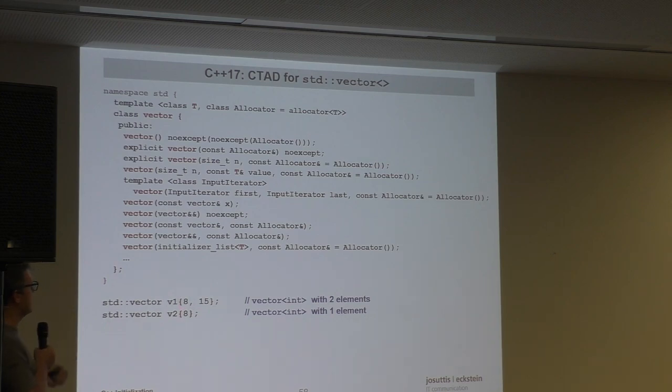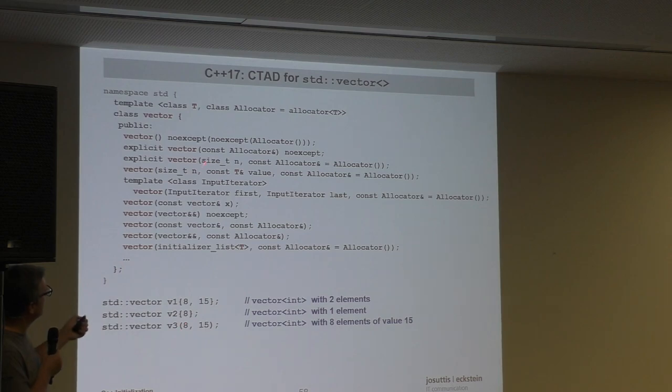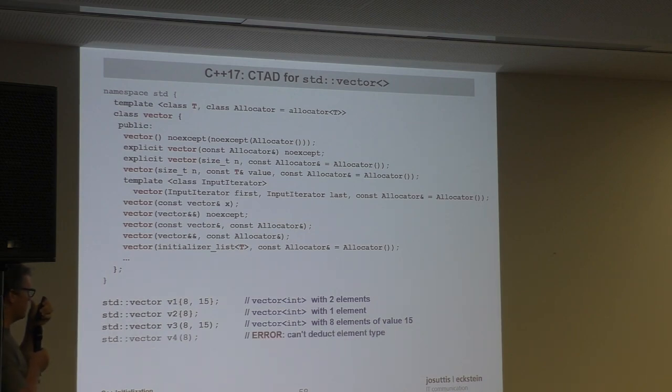And if we have one element, this also works. If we use parentheses, remember, this constructor will not be used. So we talk about this constructor, which takes a size. No, this one. A size and an initial value. And because this is a size, this is 8, and this 15, because this 15 is an int, this vector is a vector of int. But if you don't place the initial value, just the size, we don't know what the type of the elements is, so we can't deduce that.